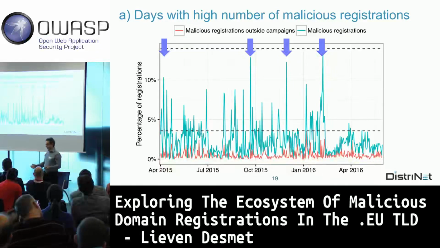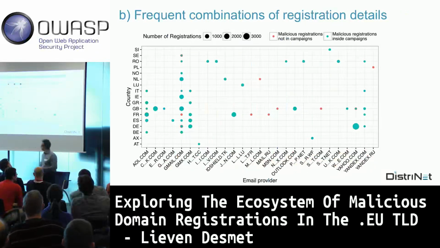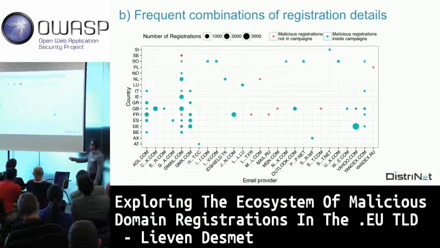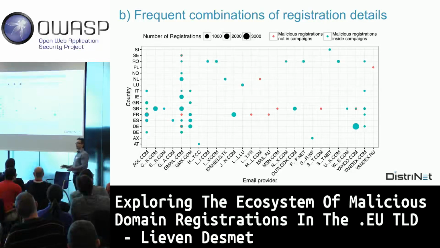This is one indicator. Another indicator, for instance: if you say we have all the malicious email providers set up here, we have countries. What are the hotspots of combinations of countries and mail providers? This is the data on the malicious set with the threshold of you need more than 50 registrations per dot.